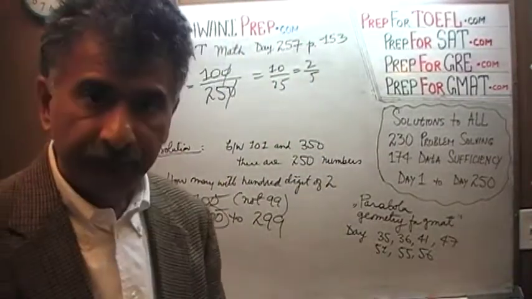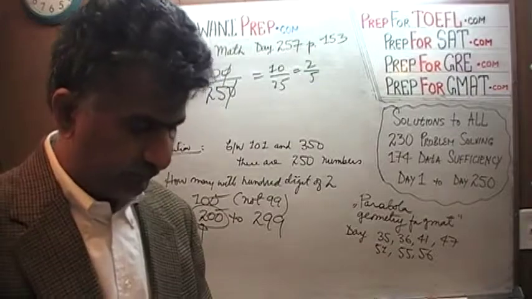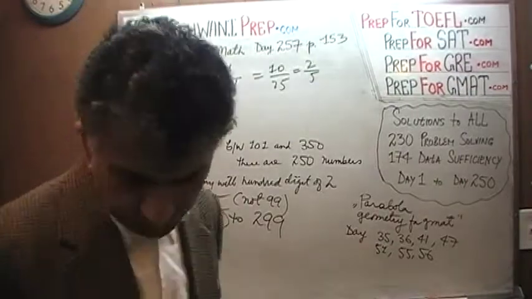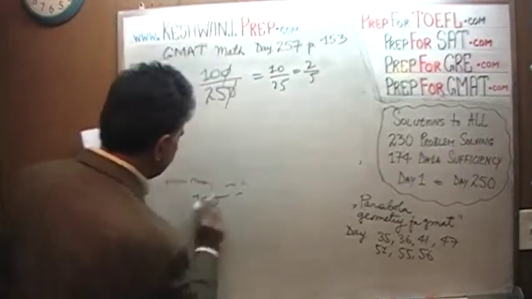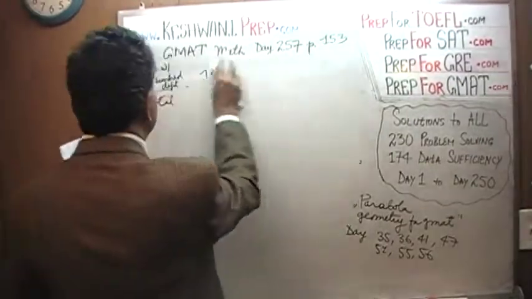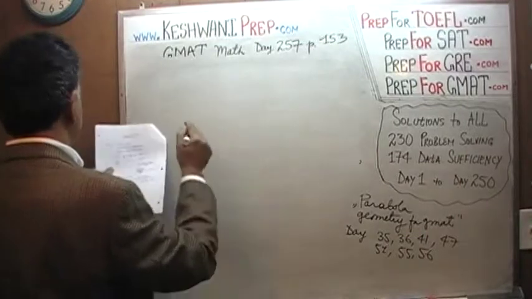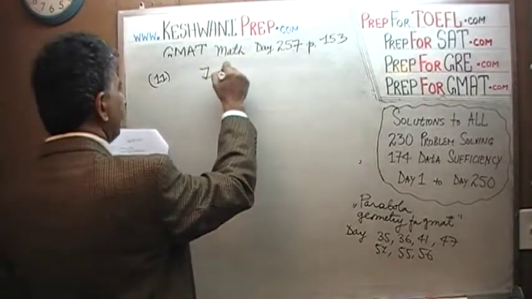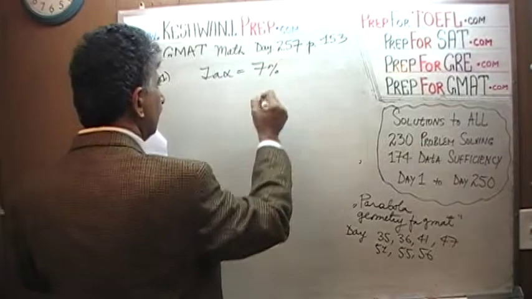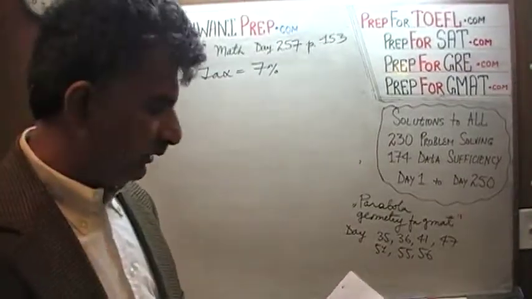Let's do the next one, shall we? In the next one, number 11, we have a tax, we are told is 7%. We have to pay 7% tax.